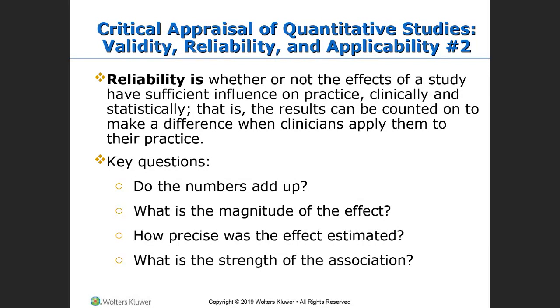But some of the other questions include, how do the numbers add up? What is the magnitude of the effect? Well, if something didn't have that good of results, maybe it's not worth putting in the effort to do it. But if there was a study that showed amazing results, maybe that is worth the effort. And how precise was the effect estimated? And what is the strength of the association? So what that means is, how strong is the evidence to point that this will actually happen?